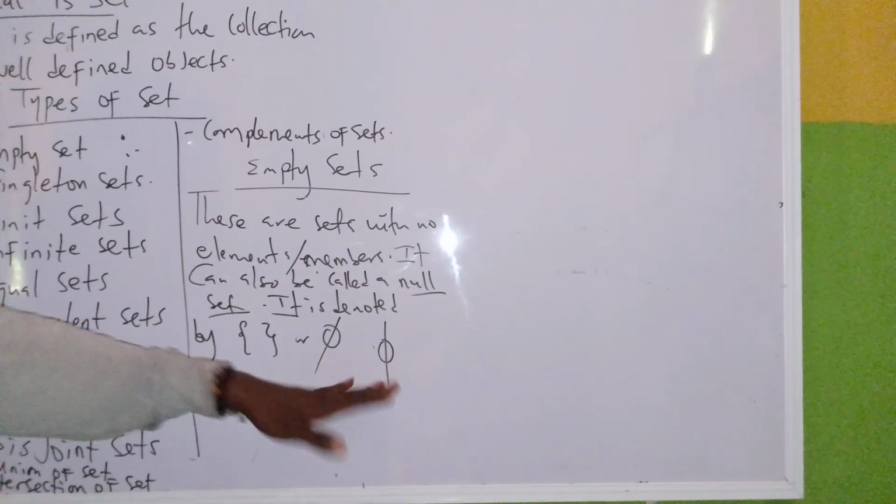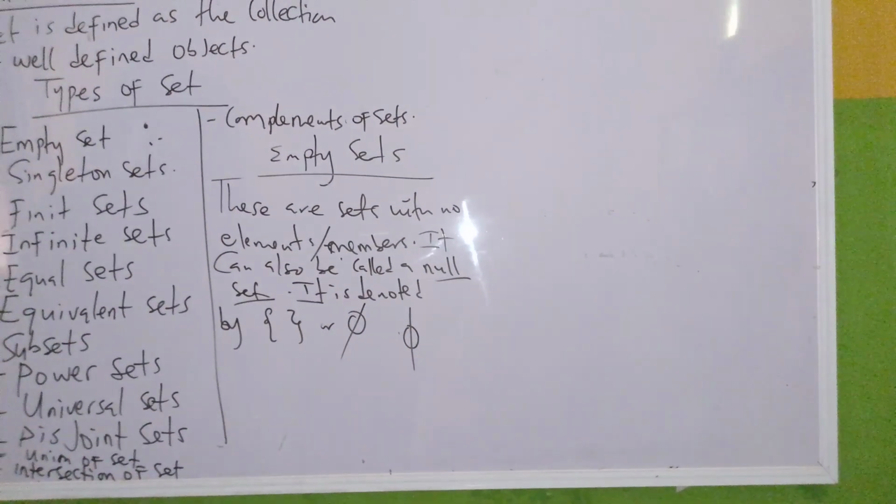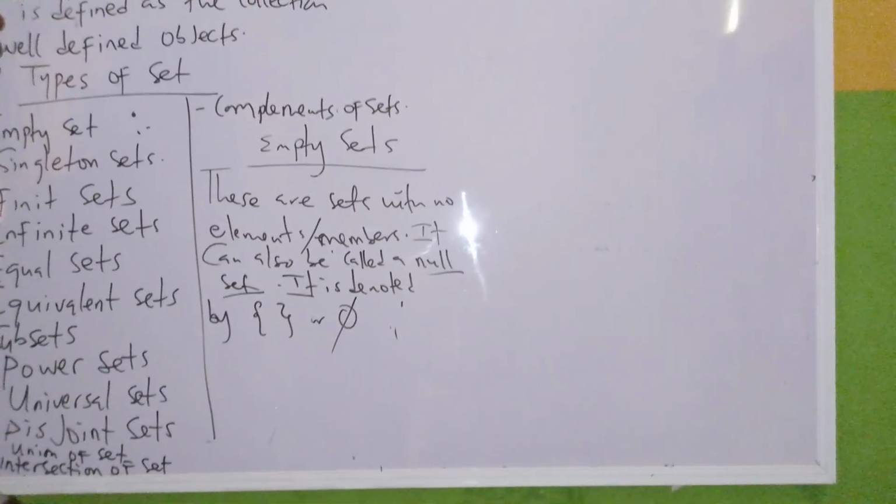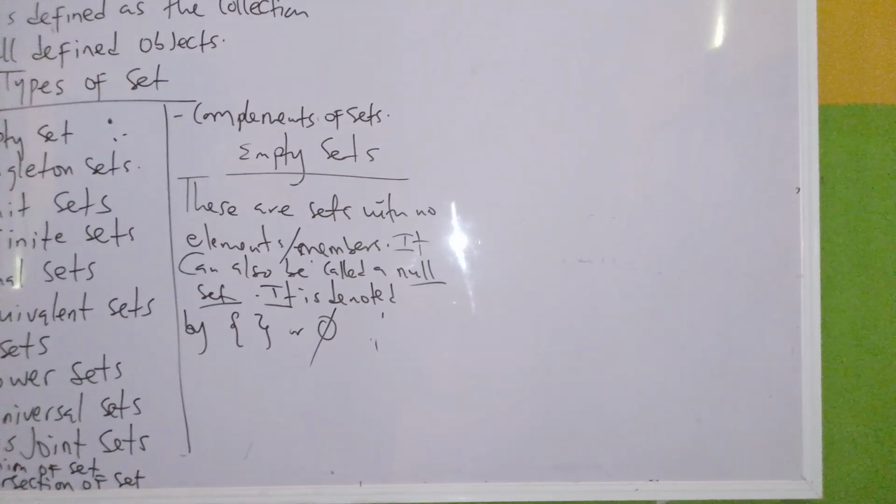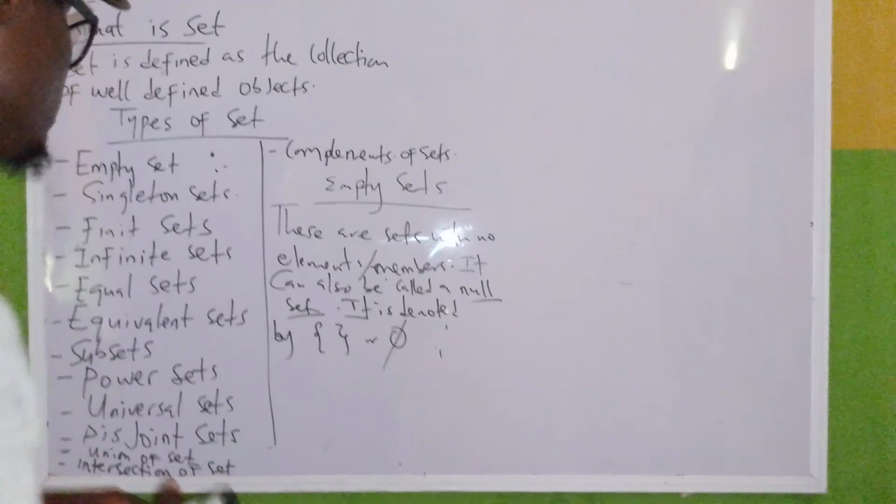You understand? So you can use a symbol to represent your empty set. So that's the denotation. Anyway, let's get down to singleton set.